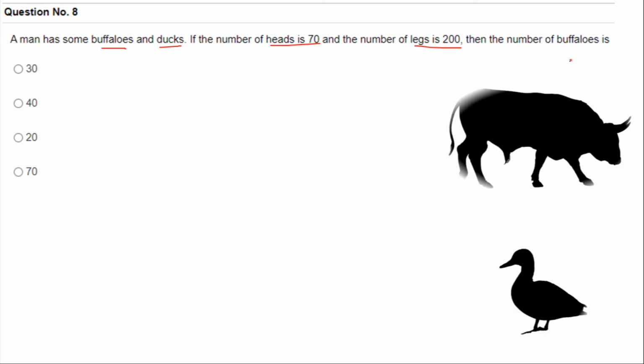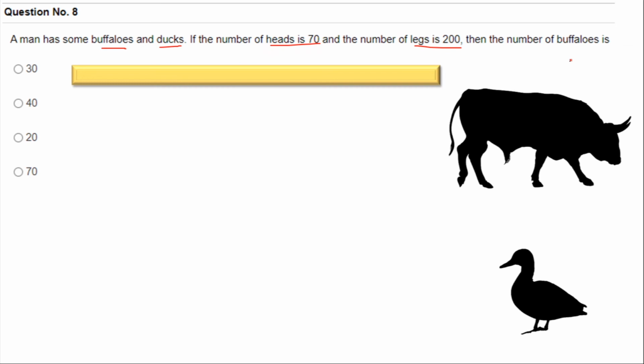Just you need to know how many legs and how many heads buffaloes and ducks have. If you just know that, you can easily solve it. We know that the number of heads of buffaloes and the number of heads of ducks will be equal to the total number of animals, because buffaloes and ducks are going to have just one head each. So if you just count the number of heads, that will be equal to the total number of animals.